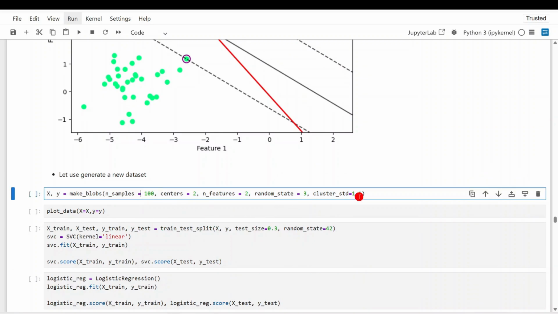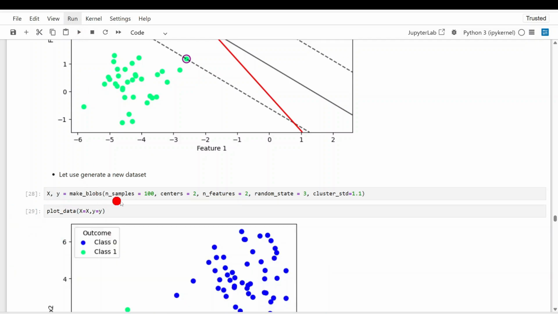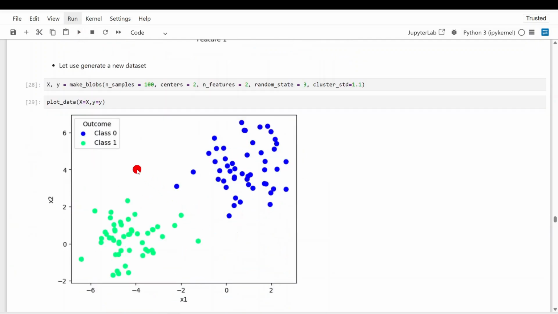Now let's generate another new data set similar to the previous one, and let me plot it. These are the other plots. Again, this is linearly separable, but compared to the previous data that we have generated, here the distance between the different classes is somewhat narrow. So again, let's fit a linear support vector classifier and logistic regression models again for this data.